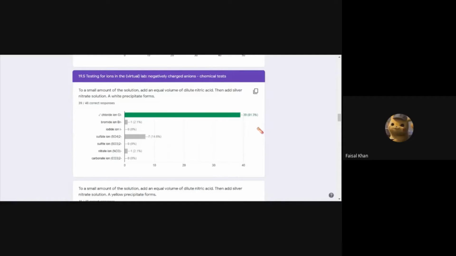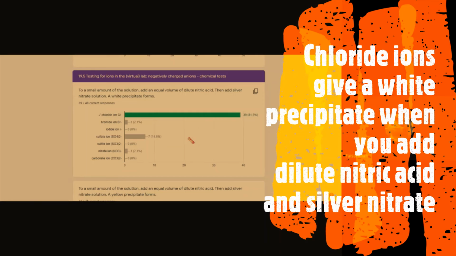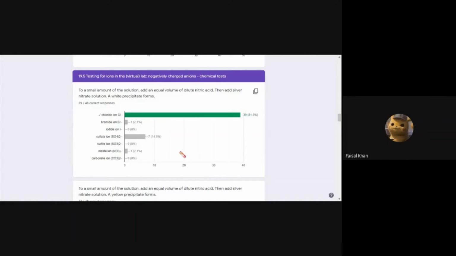Right, okay. So where you had the first bit of difficulty was with the dilute nitric acid, adding silver nitrate, white precipitate forms. That's a chloride test. It's a chloride ion test. So you can see that causes a little bit of difficulty.